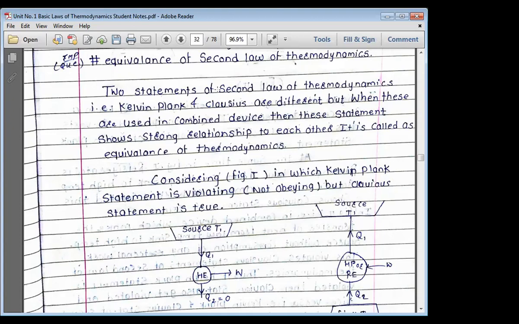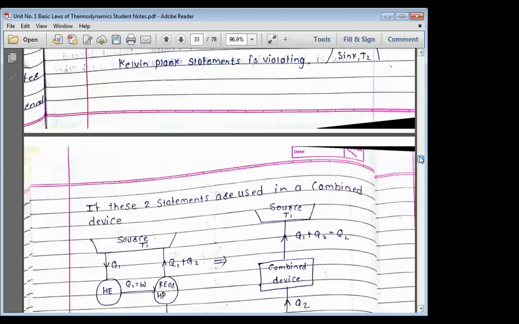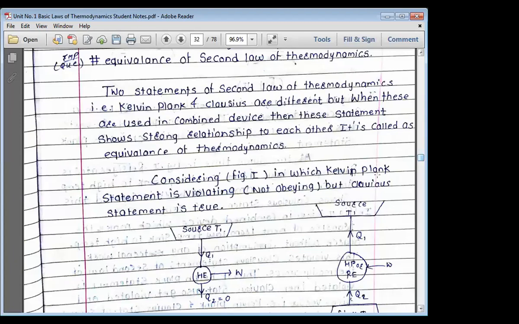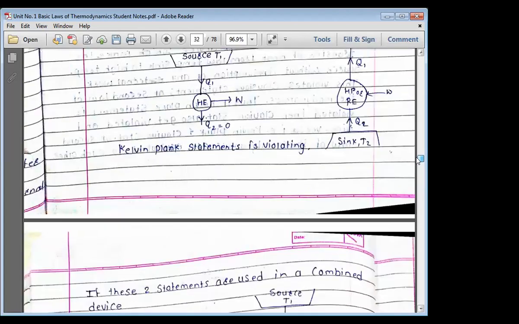हे कसं प्रूव्ह करायचं? तर ओके, कन्सिडर ए फिगर. ह्याच्यामध्ये काय केलंय आपण? सोर्स टेम्परेचर T1, from that Q1 amount of heat is taken by heat engine and it is developing W amount of work. म्हणजे काय होतं, आणि इथं आपण काय म्हणले, Q2 is equal to 0. म्हणजे इथं रिजेक्टेड अमाऊंट ऑफ हीट काय झाली? 0.